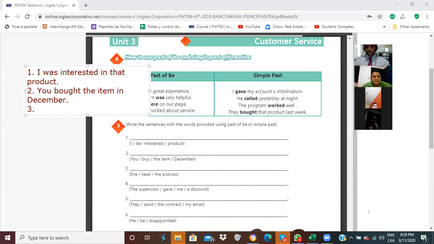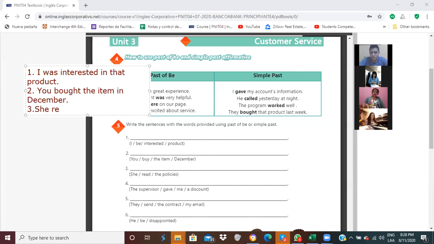Okay, Mauricio, number three? No? Okay. She were read the policies. Ah, okay. She read the policies. It's not necessary. Okay, guys, creo que estamos confundiendo el verbo to be.